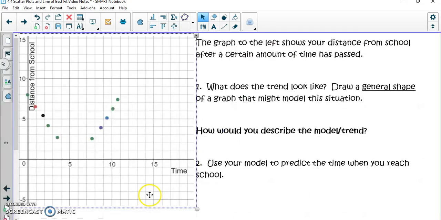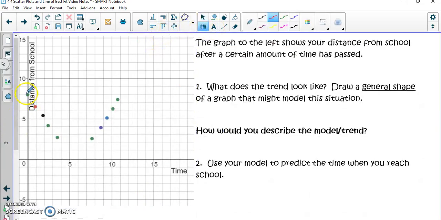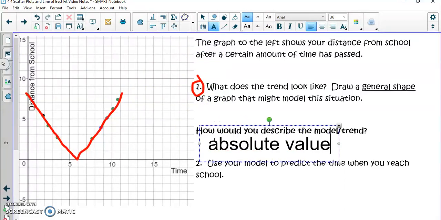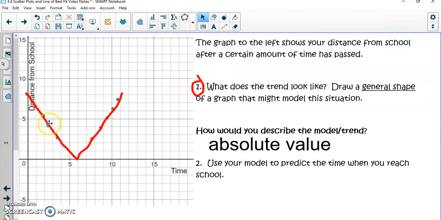I think we would all see that it fits that V-shaped pattern, right? I'm getting closer to school, and I'm probably going to keep going, and eventually I'm going to turn around and go home. So we just drew and connected the dots there, and we should recognize this as an absolute value. We can see the trend is an absolute value trend. If I was able to draw a model, just like I did there, we should be able to use that general model to predict when I would reach school.